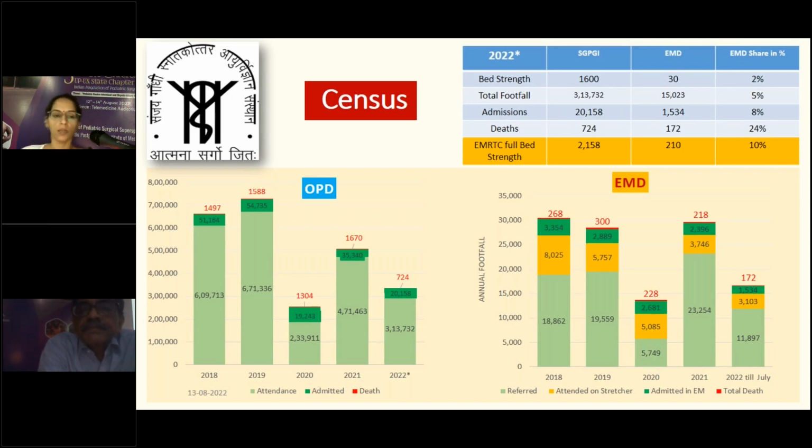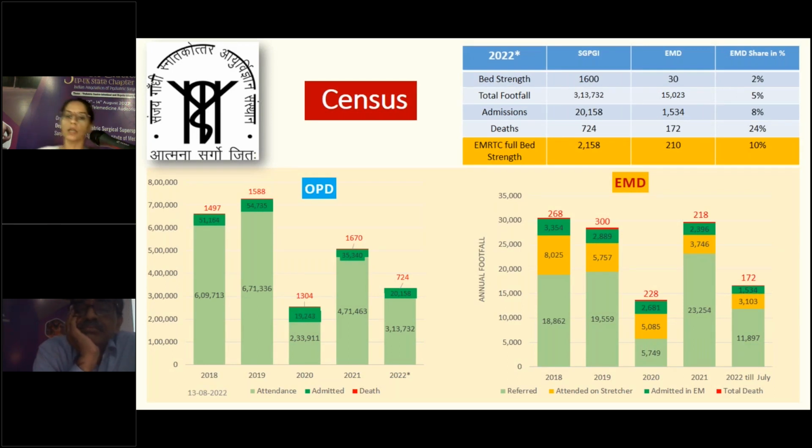As of year 2018, the total number of patients that presented to the OPD was 6 lakh. 51,000 of these patients were admitted and 1,497 patients expired. As of the same year, approximately 30,000 patients presented to the EMD, out of which 3,354 patients were admitted and 268 patients expired. And so on and so forth for the remaining years of 2019, 2020, and 2021.